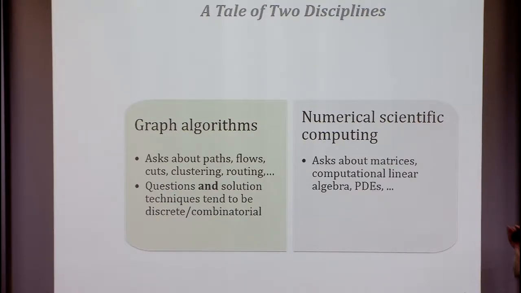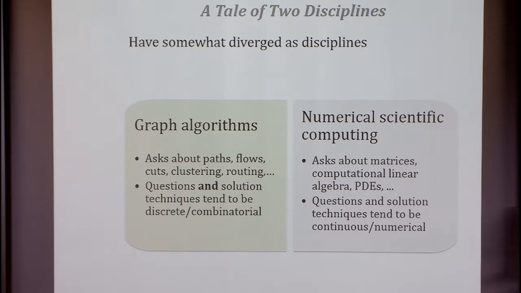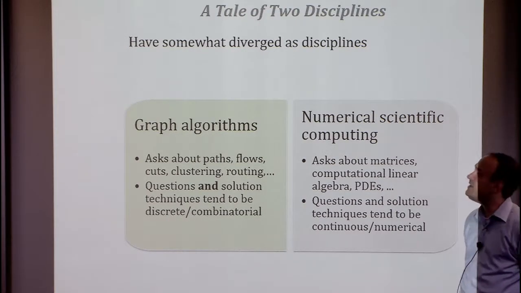And if you flip over to the numerical scientific computing side, a lot of the questions and algorithms tend to be very much continuous. They ask about matrices and computational linear algebra and differential equations. And for those, essentially all of the techniques that are used are very strongly continuous numerical techniques. What happened less recently was that the disciplines diverged. And from my perspective, I think that they should reconverge.